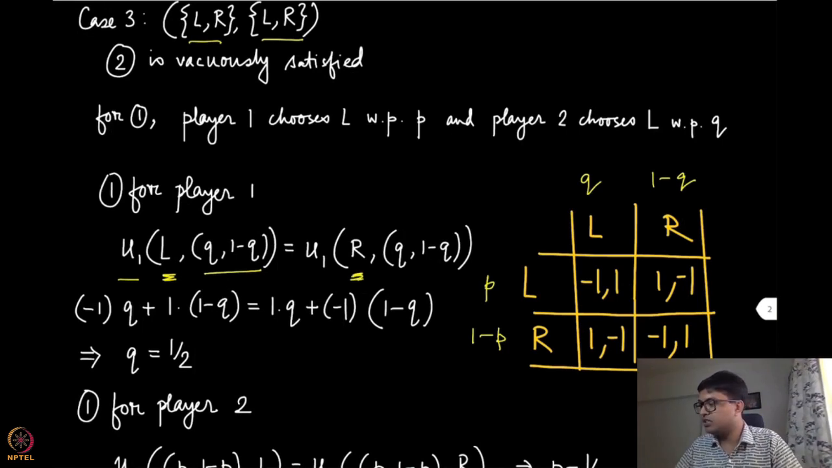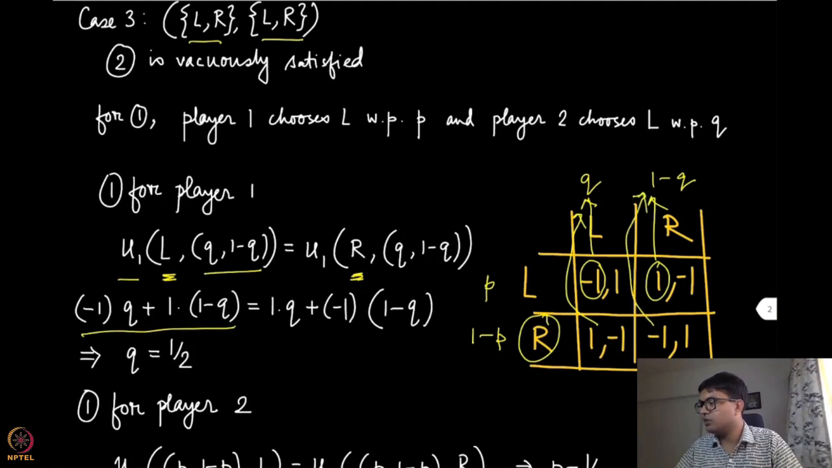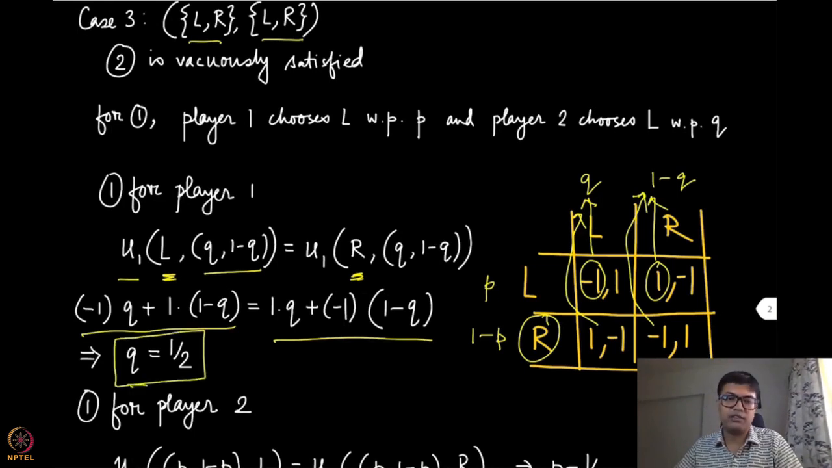What you are doing is multiplying this minus 1 with the corresponding probability mass that this player is picking this L, and this 1 with 1 minus Q, that is going to be the left hand side. And similarly, when you are going for R, then it is 1 times Q and minus 1 times 1 minus Q. That is going to be the right hand side. You then solve this equation, and you will find that Q is equal to half.